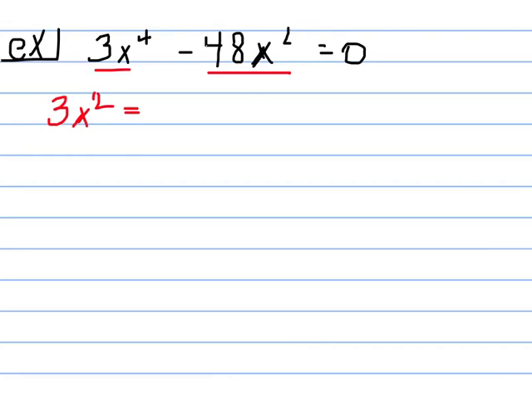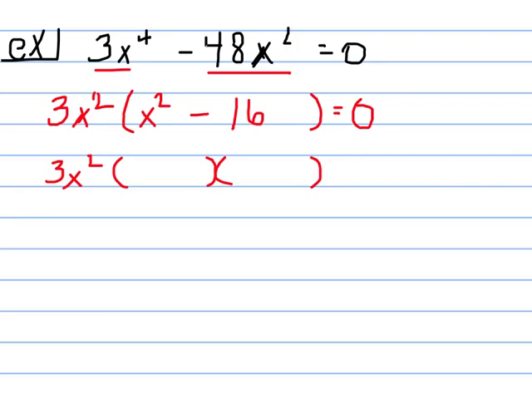So we have 3x squared. What we're left with on this side is just x squared, and what we have here is 16. You'll recognize that from the last problem, hopefully. We can factor it even farther. Don't forget about the 3x squared. That will be important. If we have x squared minus 16, that's the difference of squares. So we have x minus 4, x plus 4.